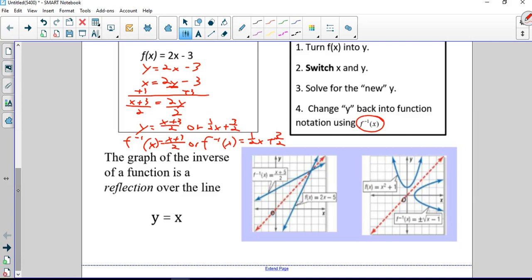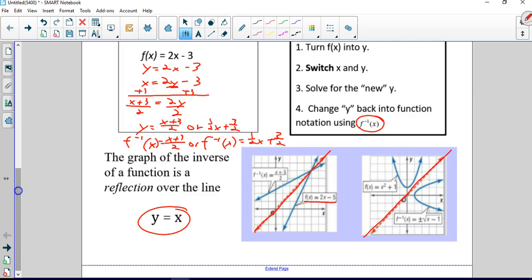So, the graph of the inverse of a function is a reflection over the line y equals x. And remember, y equals x is that diagonal line right here. It goes up through 0 with a slope of 1. So this is your y equals x line. And if you think back to geometry, everything is reflected over that line.